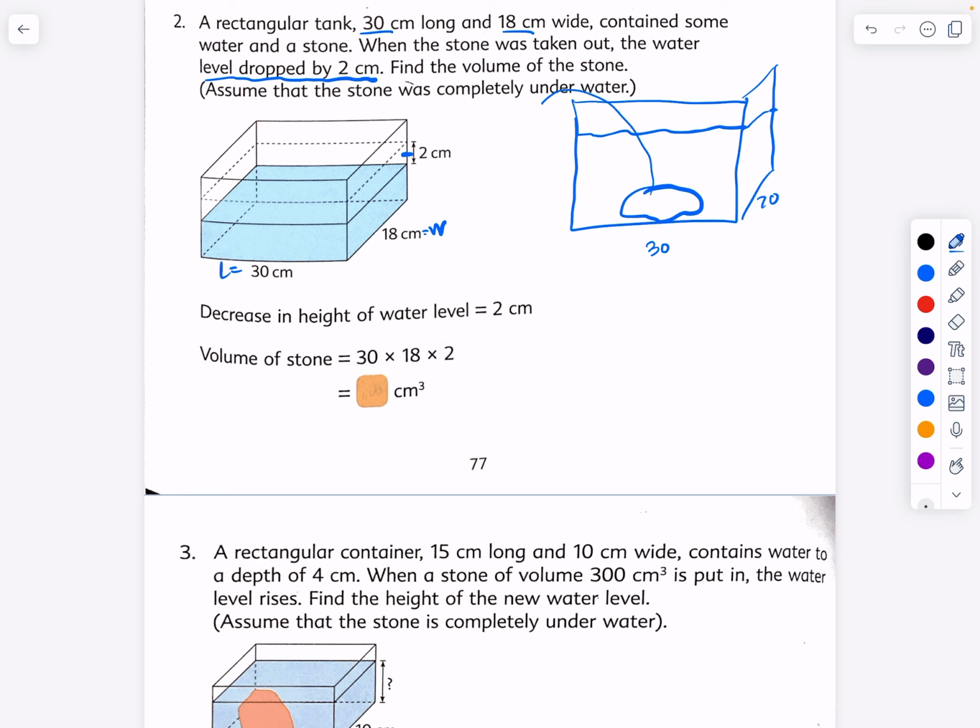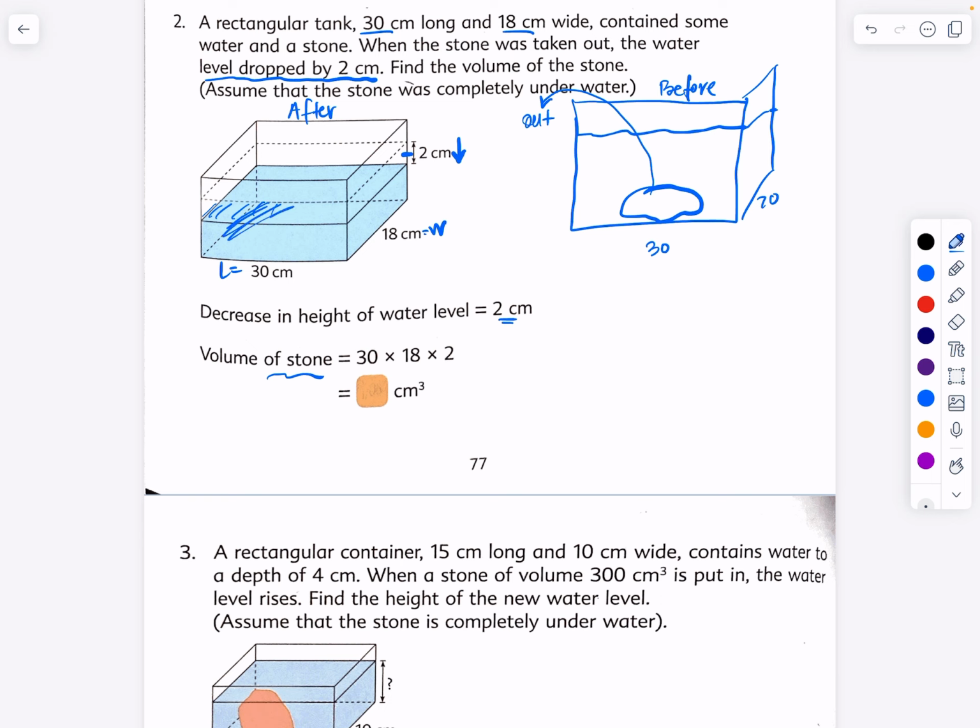When the stone was taken out, this was before, and now we have the situation after. The water level dropped by 2 centimeters. So we now know that the water level change, the decrease, right now we don't have water right here, is 2 centimeters. What was the volume of the stone?